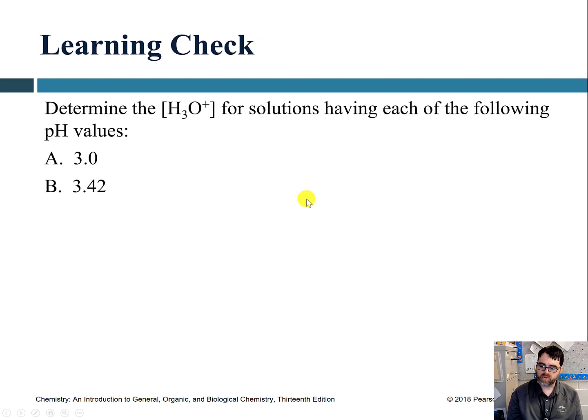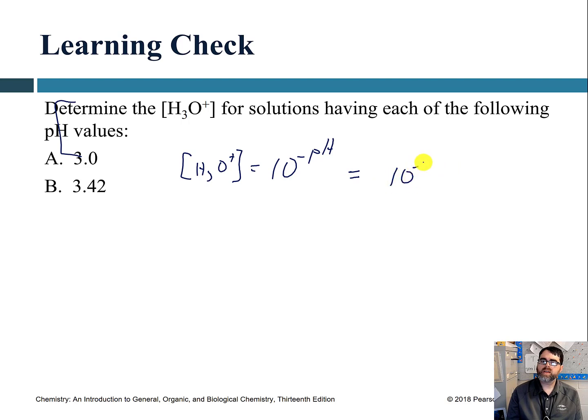So for this one here, we're going to work it out. So H3O plus concentration is equal to 10 raised to the negative pH. For A, that is going to be simply 10 to the negative 3, or 1 times 10 to the negative 3. And on both of those, that's a 1. That is going to be molar, because we're talking about concentrations again.